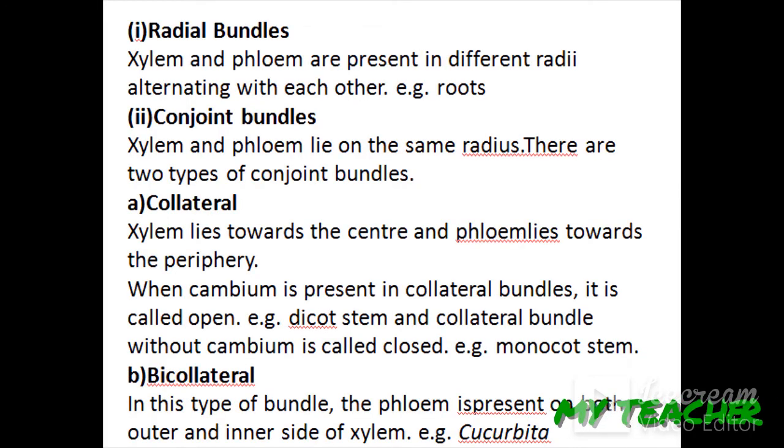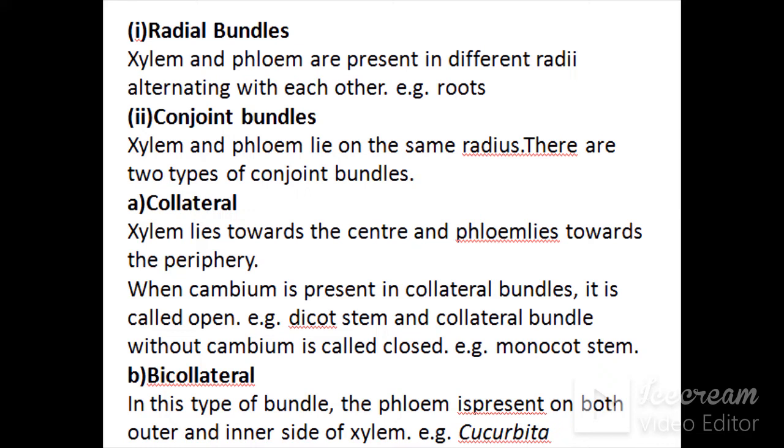First one, radial vascular bundle. Xylem and phloem are present in different radii alternating with each other. Example is root. Conjoined vascular bundle. Two types are there. Here, xylem and phloem lie on the same radius. The first type of conjoined vascular bundle is collateral. Xylem lies towards the center and phloem lies towards the periphery.